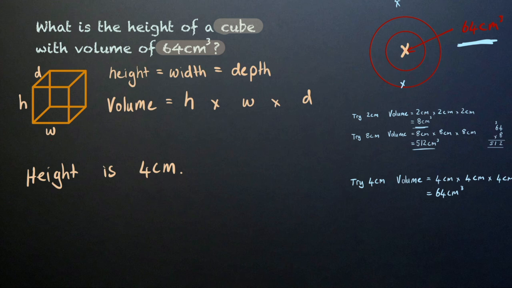This strategy called trial and error is about trying numbers that we think might be right and just gradually getting closer and closer to our answer till we arrive at our answer. It's a really good strategy. If you'd like to have a go at another one, you could try and find the height of a cube with a volume of 125 centimetres.